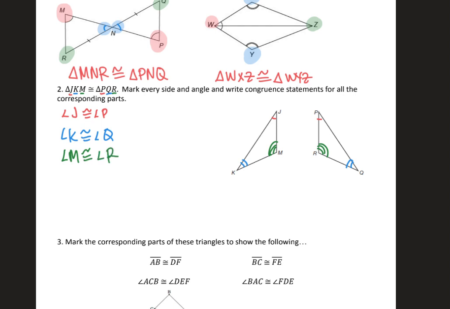And then we should also have 3 side statements. So JM matches up with PR. So JM is congruent to PR. Then we have KM and QR. So KM is congruent to QR. And then lastly, KJ is congruent to QP.